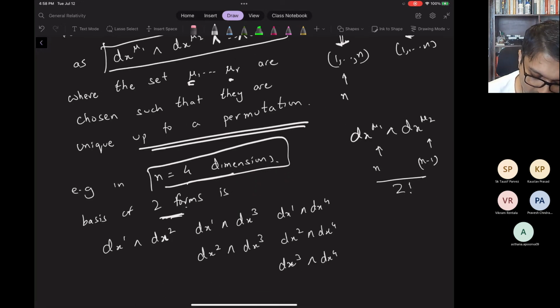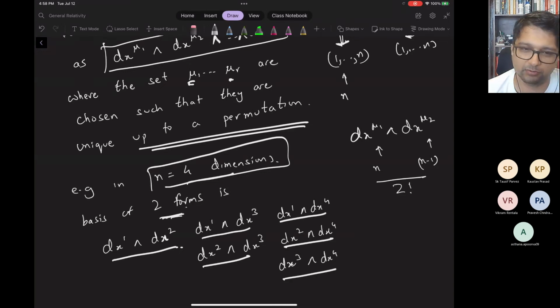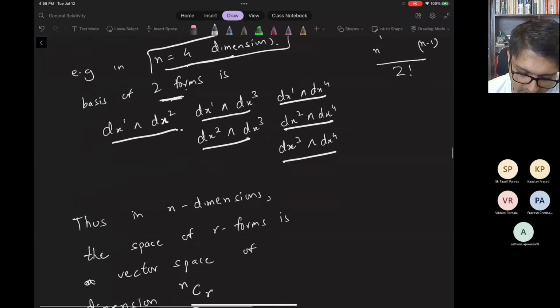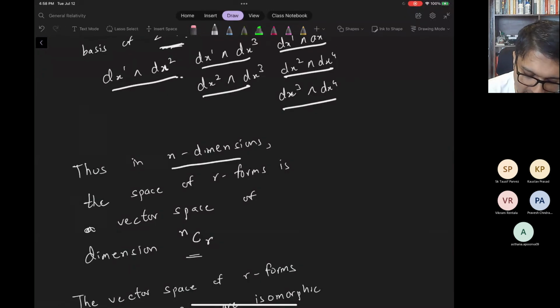In other words, I have dx1 wedge dx mu2. This is one basis element. dx1 wedge dx3, dx1 wedge dx4, dx2 wedge dx3, dx2 wedge dx4, dx3 wedge dx4. In general, for n dimensions, the space of R forms is a vector space of dimension n choose R. So there are n choose R basis vectors.